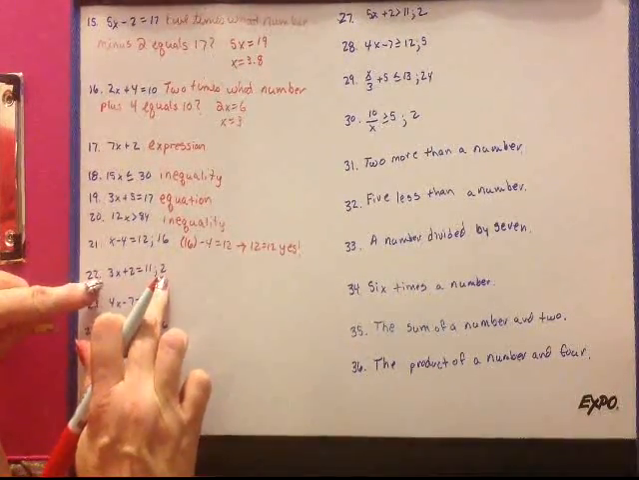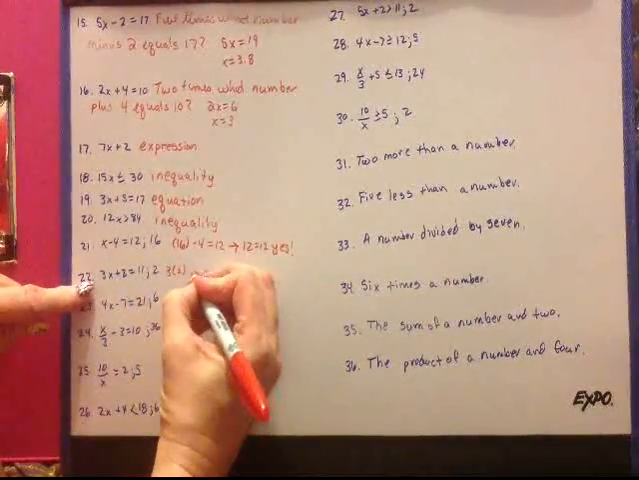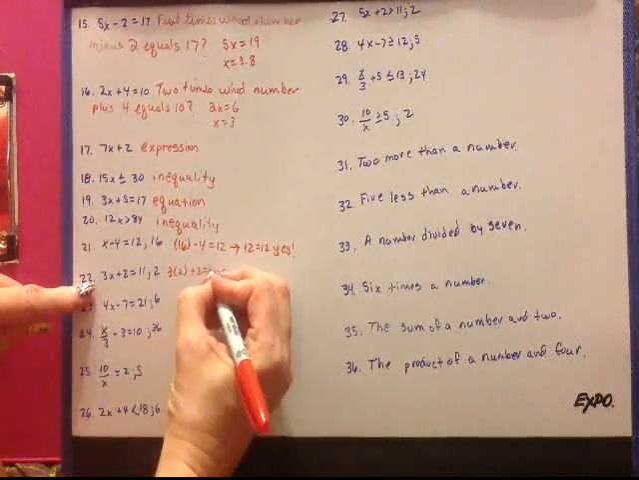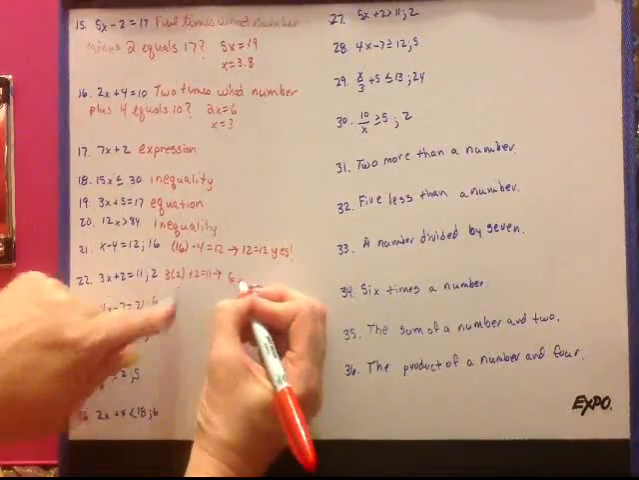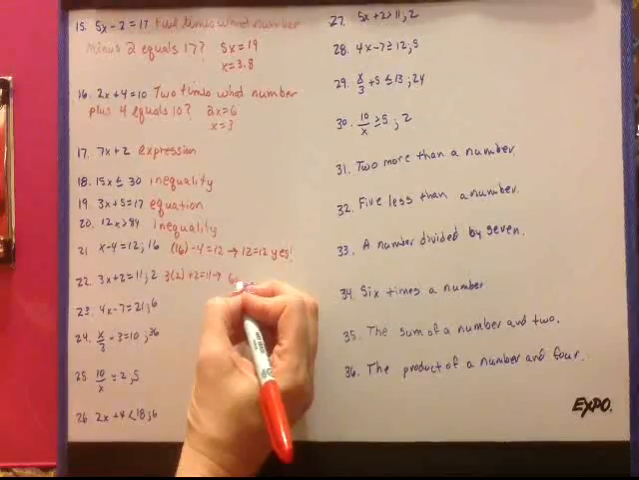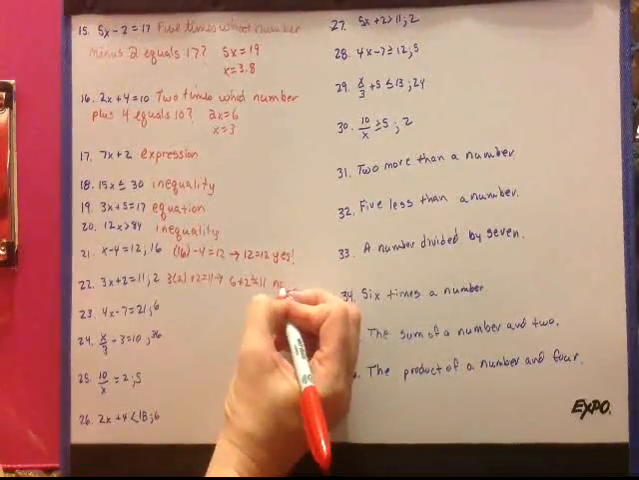22, we need to substitute 2 in for x. 3 times 2 plus 2 equals 11. So 3 times 2 is 6 plus 2 does not equal 11. So the answer is no.